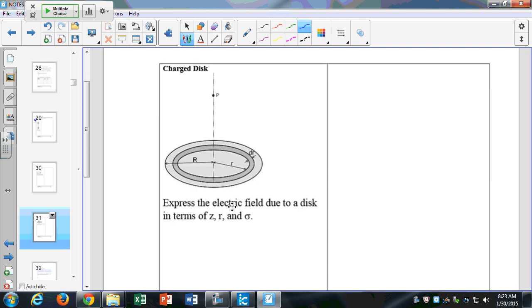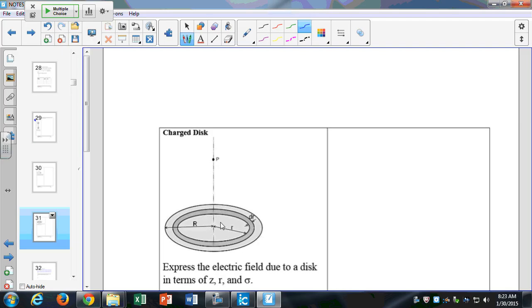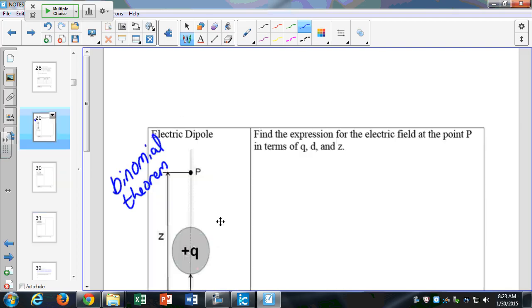I just want you to express the electric field in terms of z, R, and alpha for the charged disk, or in terms of q, d, and z. Basically, you're going to turn in this page. Maybe I'll send out this page to y'all so you can just fill it in. You'll have the figure and all that. Okay, that'll be for your test. It's probably worth 10-ish points. You can use any resource you want: books, internet. The derivations are on the internet. More about that next week.